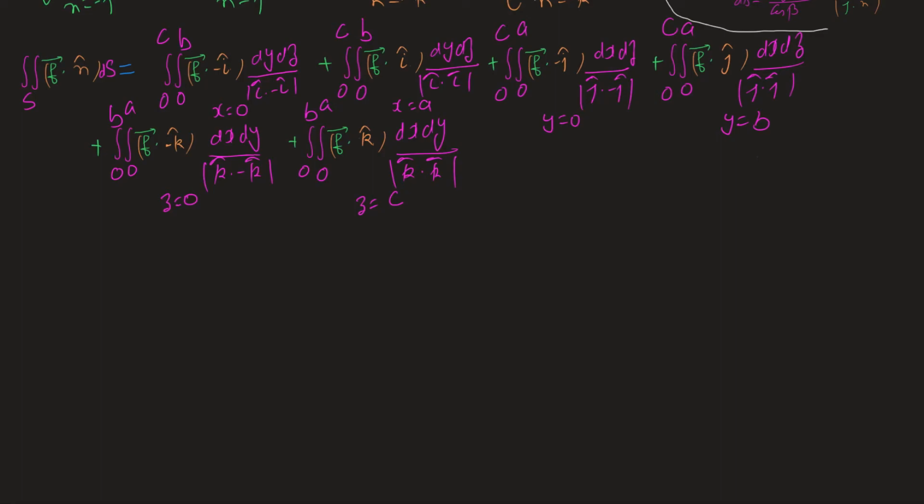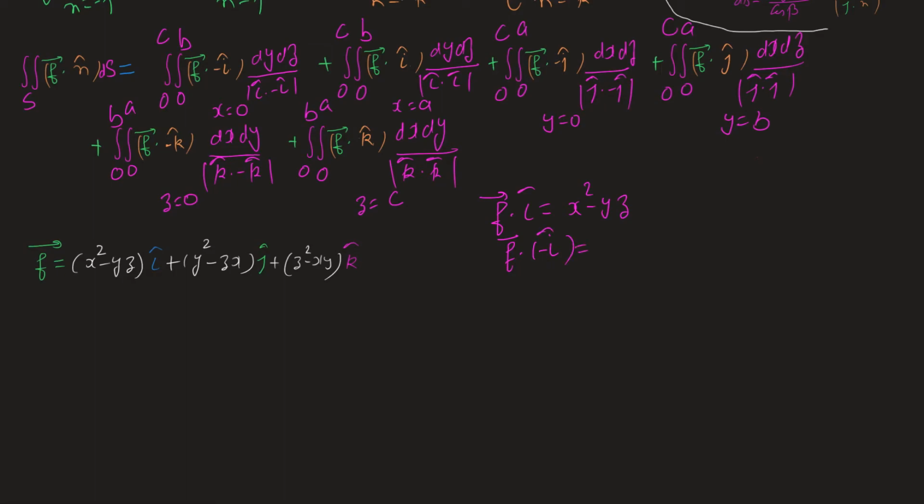So this is the vector field given in the question. Here we know i dot i is 1, and it will be minus 1, and the modulus will be 1, so here it will become 1. So f dot i cap will be x square minus yz, and f vector dot minus i cap will be minus x square minus yz.